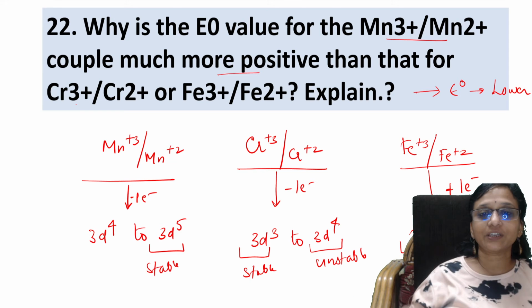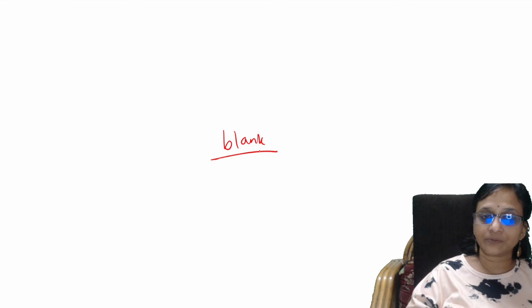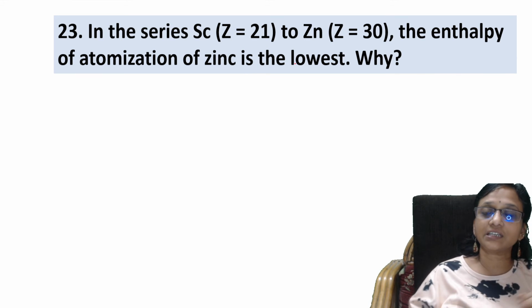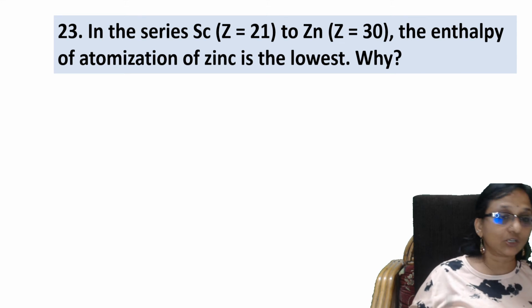Like, this is the question. Then okay, this is done. This is a blank page which I have already written. Next question. In the series scandium Z equals 21 to zinc Z equals 30, the enthalpy of atomization of zinc is lowest. Why is it lowest?